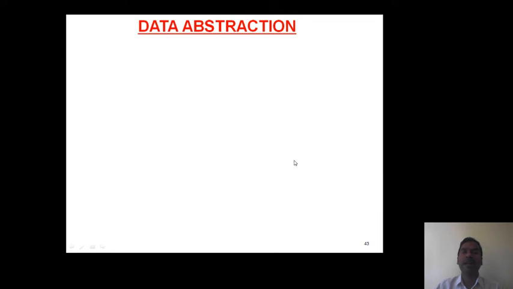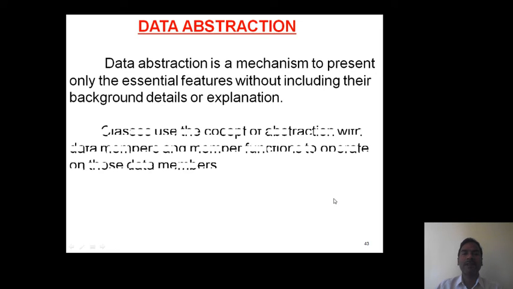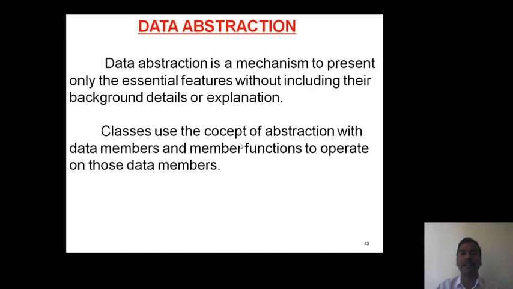Then, data abstraction. Abstraction refers to a mechanism to represent essential features without including their background details or explanation. So when we observe this, while designing a class, initially the class is declared only with data members and member functions. Later we define the definition of the member functions. Hence the class concept is used to achieve abstraction.